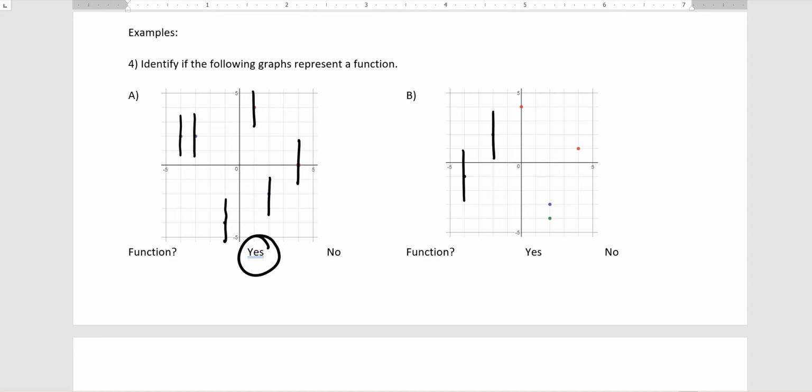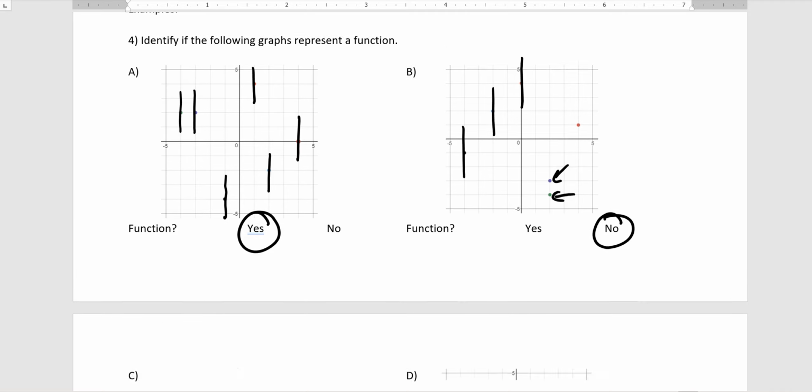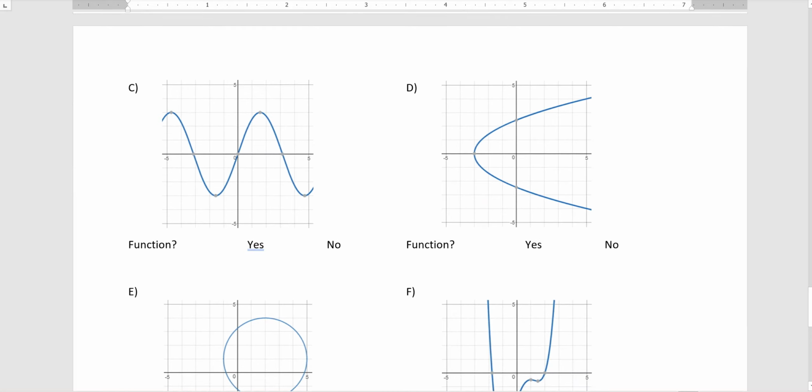This vertical line, this vertical line, this vertical line. What happens here? We have 2 points that we touch, right? 2 points on the same vertical line. That means our x value produces multiple y values, right? Our input produces multiple outputs, which means this is not a function, right? Can we all see that? That one x value produces multiple y values, so that means this is not a function.